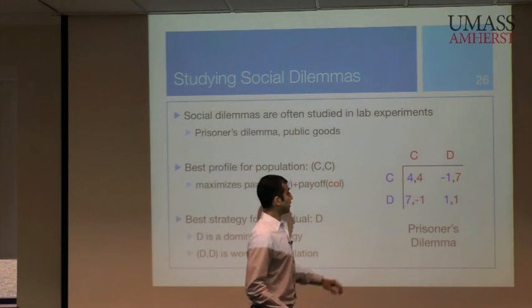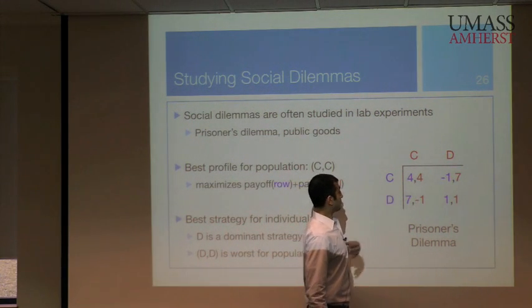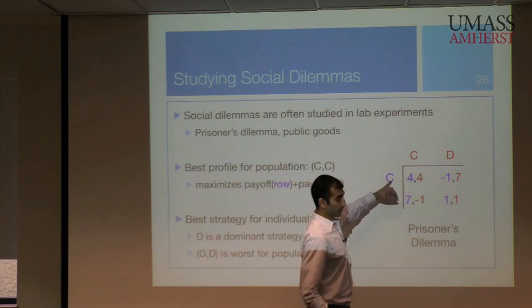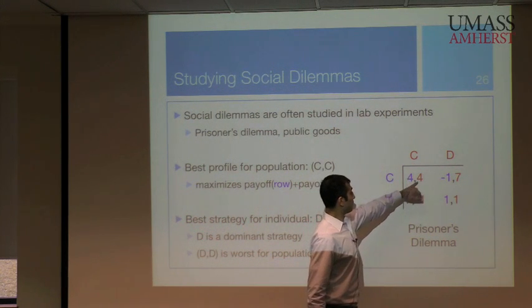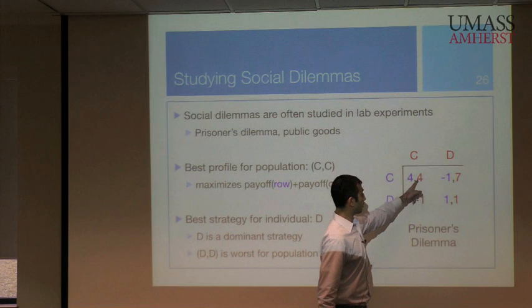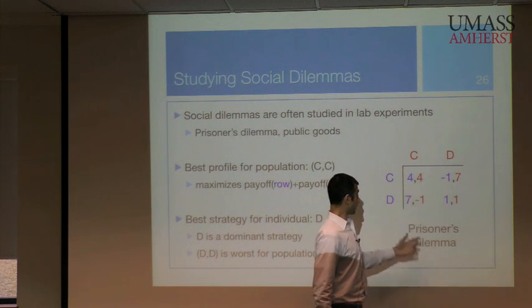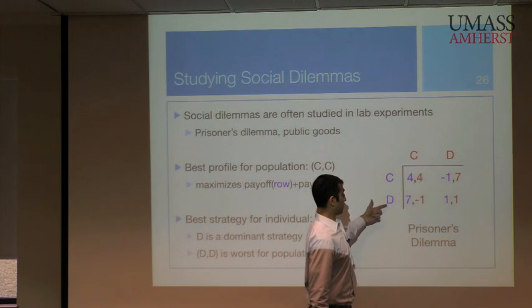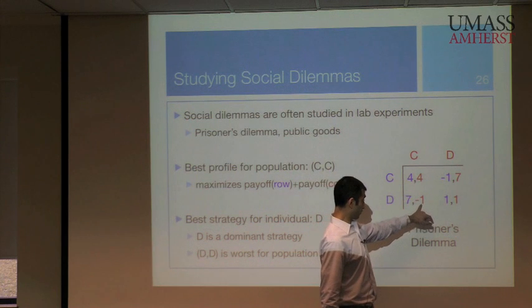Now, the best thing for any one player to do is to defect. How do you see that? Say I'm the column player. The row player is choosing to cooperate, let's say. The best thing for me as the column player is to defect. I go from 4 to 7. Consider the case where the row player is defecting and I'm the column player. Again, the best thing for me is to defect.